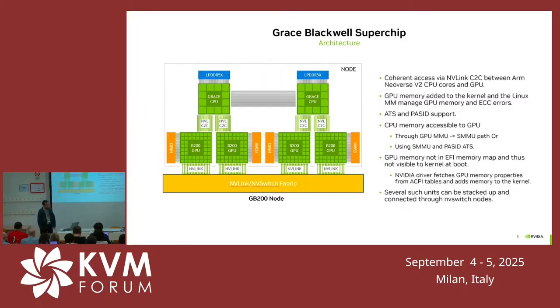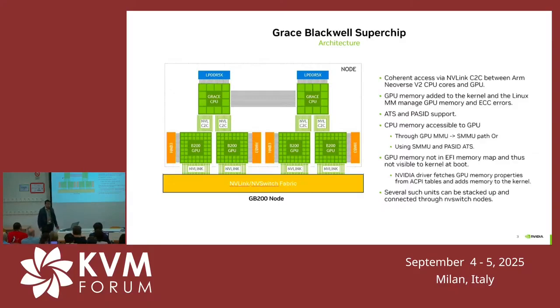So first I'll start with the architecture for Grace Blackwell, right? What you see on the left is a typical Grace Blackwell node. It's a dual socket, 4 GPU system. The CPUs are ARM based, and each socket has 2 GPUs, so in total it's a 4 GPU system. The primary feature of this architecture is that the CPU and GPU can coherently access each other.